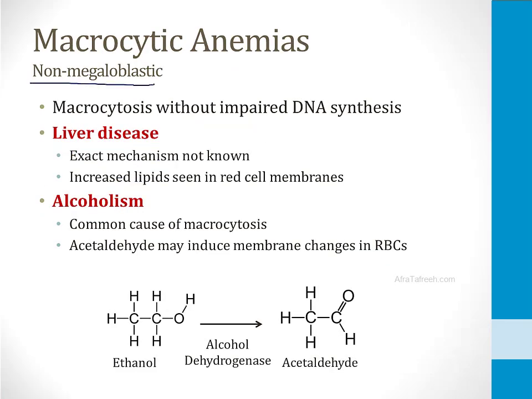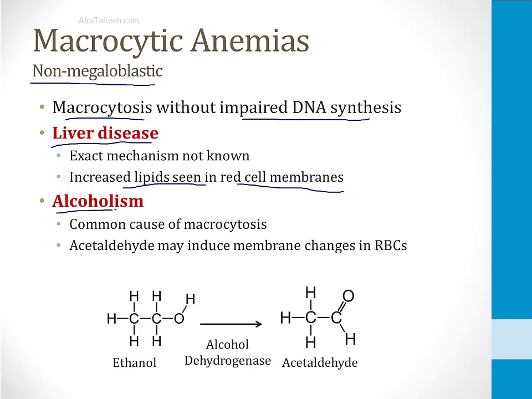Finally, let's discuss the non-megaloblastic causes of macrocytic anemia. These are conditions where there's macrocytosis without impairment of DNA synthesis. The first one is liver disease. The exact mechanism of macrocytosis in liver disease is not known. However, increased lipids are seen in the red cell membranes of some patients with chronic liver disease, and this is hypothesized to contribute to the higher than normal size of the red cells.